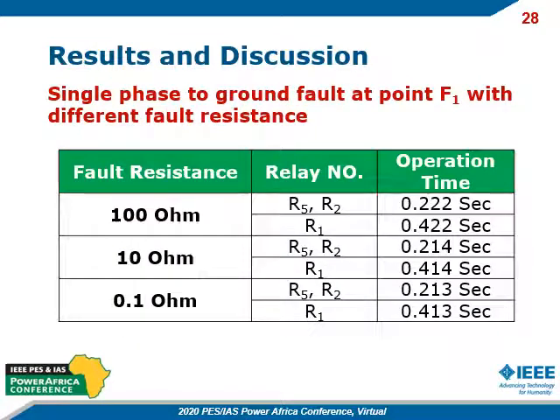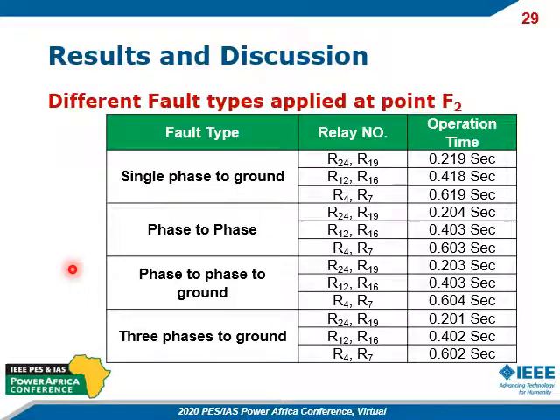This table presents the operation time for all protection relays when a single phase to ground fault is applied at fault point 1 with different fault resistances. We must note here that all primary and backup protection is properly coordinated with the coordination time interval, which is about 0.2 seconds. For more investigation, different fault types are applied at fault point 2. Similarly, all primary and backup protection is properly coordinated with 0.2.